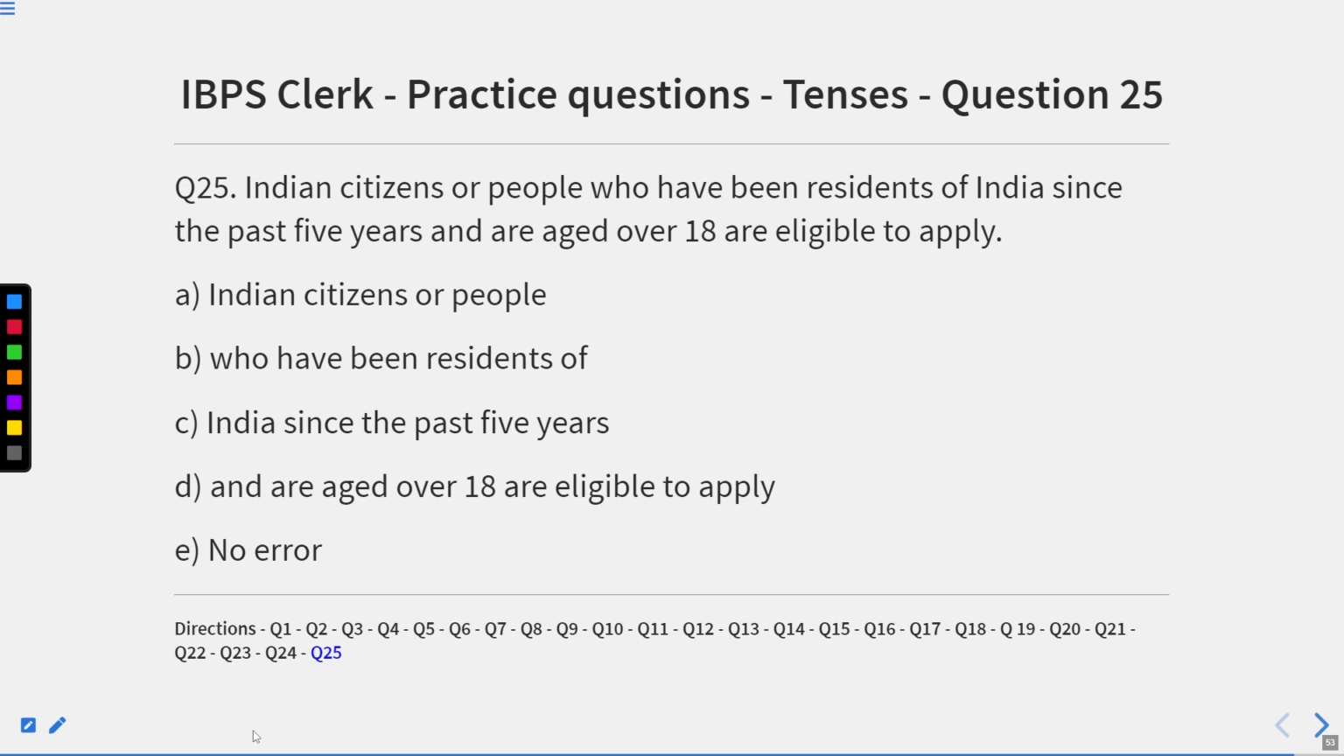Now, as you can see over here, Indian citizens or people who have been residents of India since the past 5 years are aged over 18 are eligible to apply. In this sentence, we can see carefully that we have used the word since. And as I told you earlier as well, there are two types of time durations. One is countable time and another is uncountable time. If the time is countable, we use for. So whenever the time is countable, we use for before it. And if the time is uncountable, we use since.